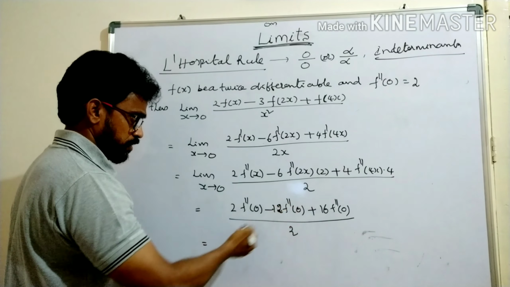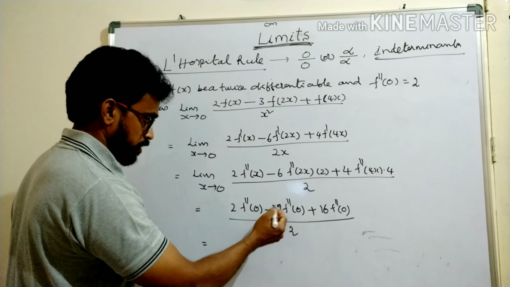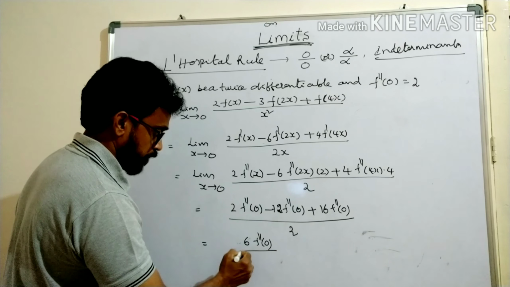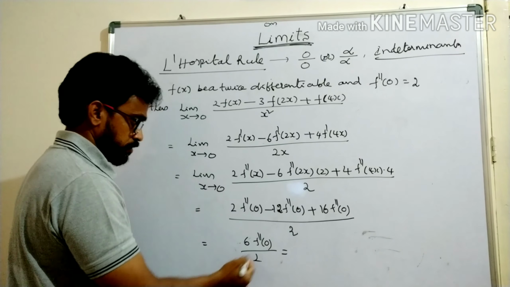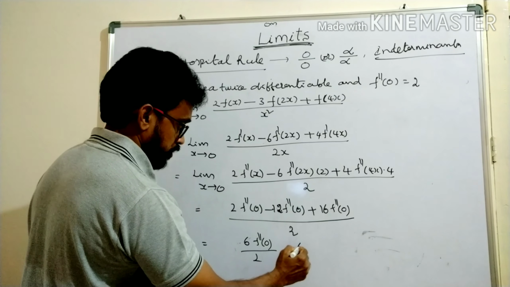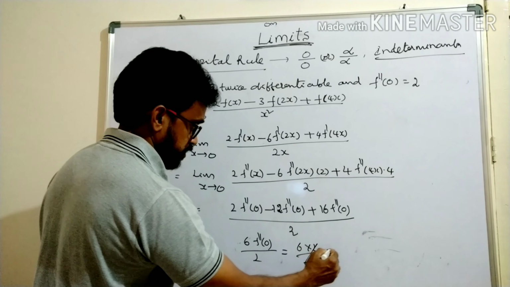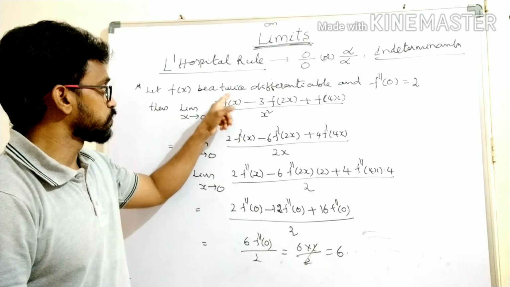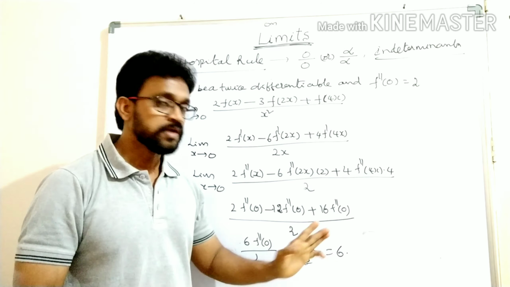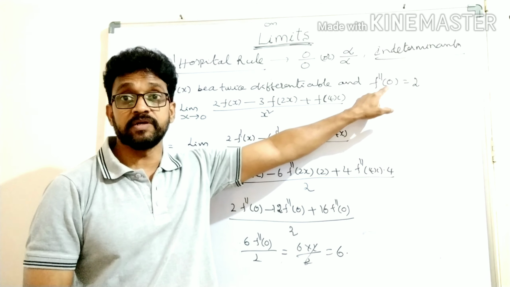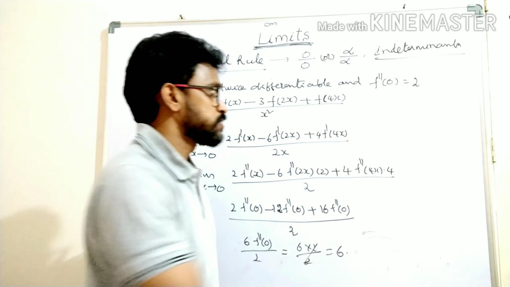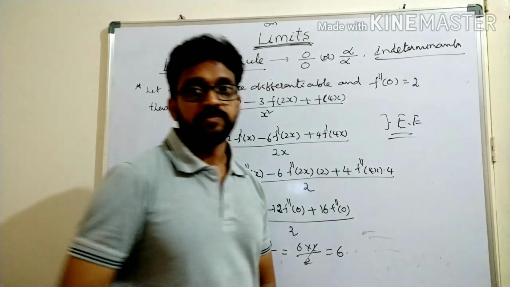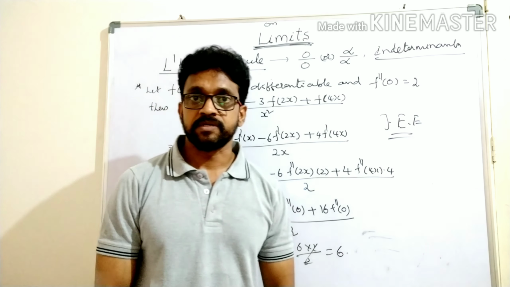Now I should simplify this one. 6 f double dash of 0 by 2, and this value is 2. 6 into 2 by 2, the 2s cancel, giving 6. So as x tends to 0, this function tends to 6 when f double dash of 0 is 2. This question was already given in JEE. Okay, remaining problems we'll discuss in the next video.